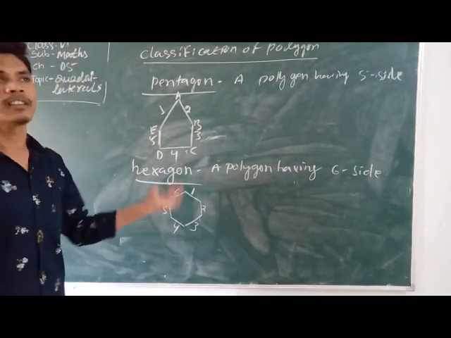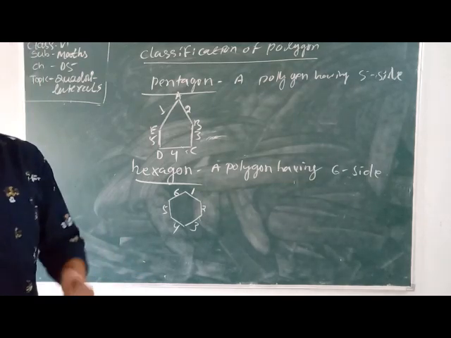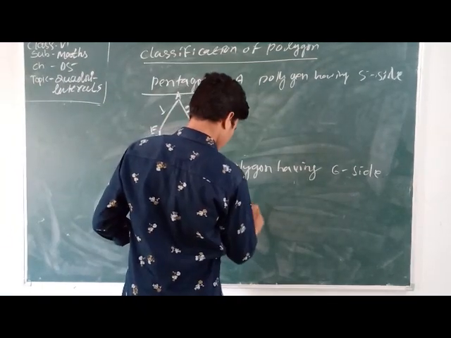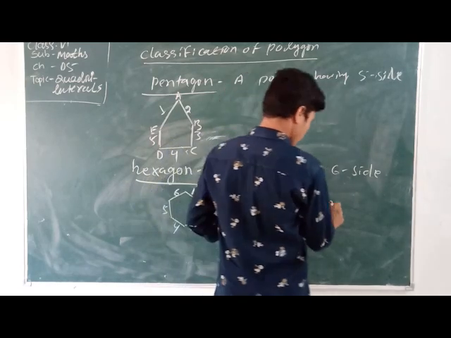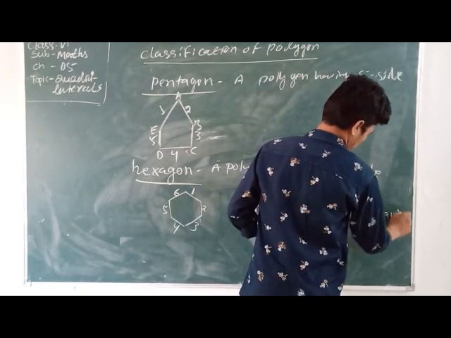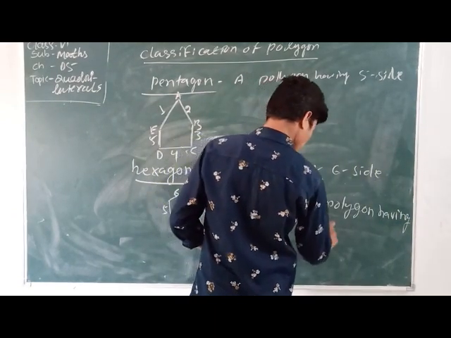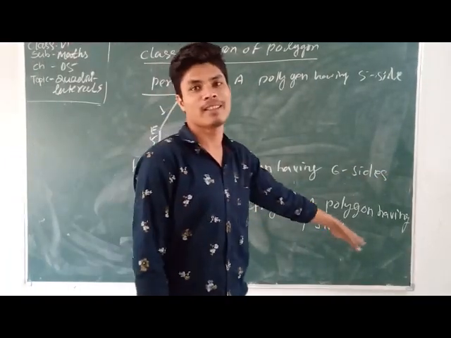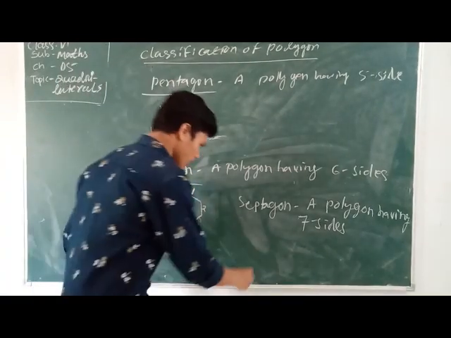Then after 6 sides, next is 7. Then a 7-sided polygon is called what? Septagon. Now we discuss the word septagon. The polygon having 7 sides is known as septagon. Okay. Then how is the figure of a septagon?